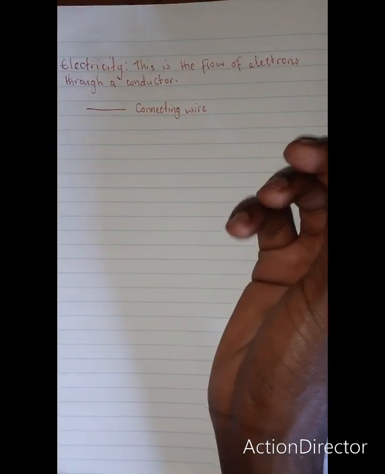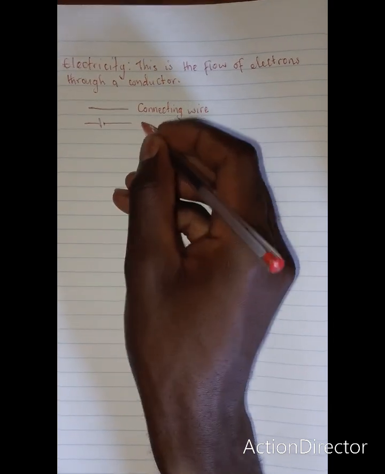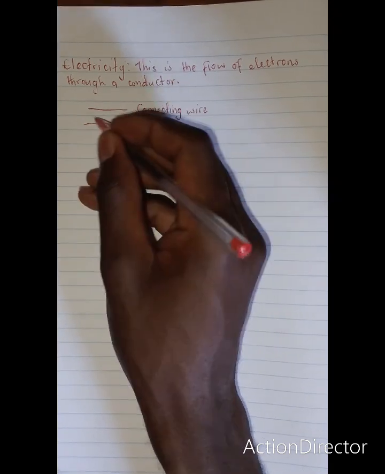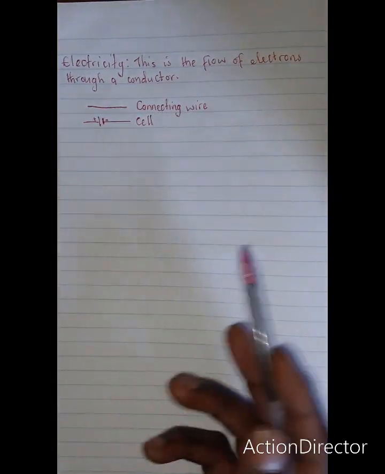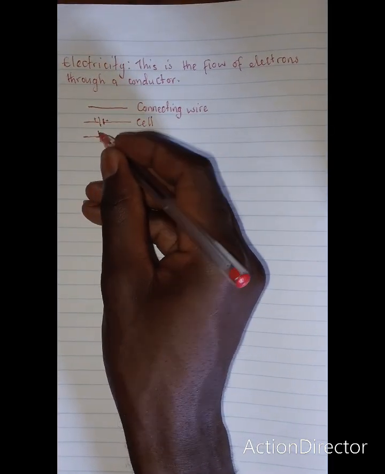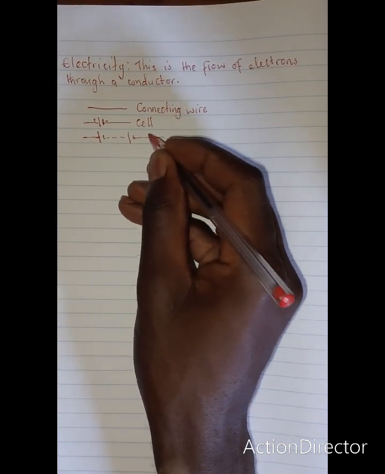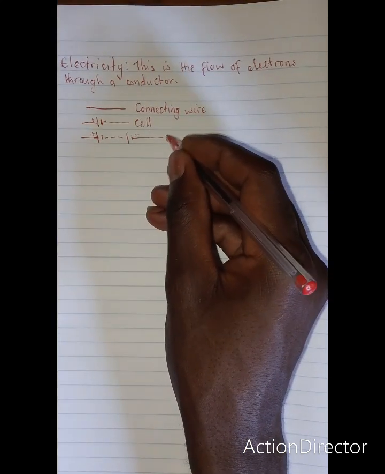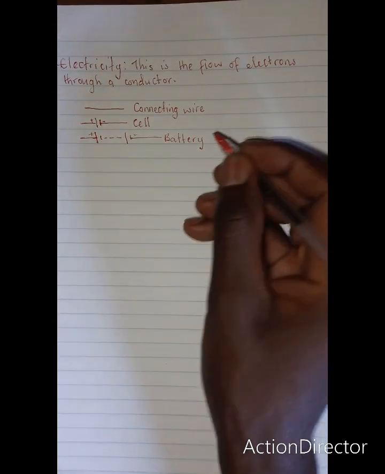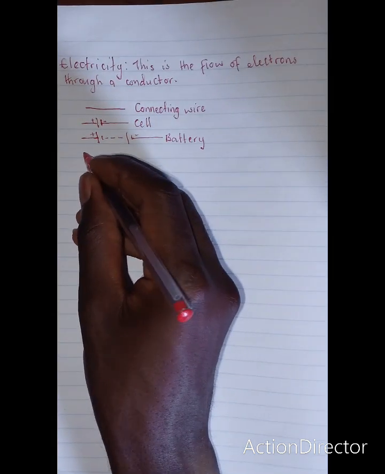And then we also have a cell. A cell will simply have the negative and the positive part. And then we have this one, negative, positive. That one becomes a battery. The very simple definition of a battery is simply a collection of cells.